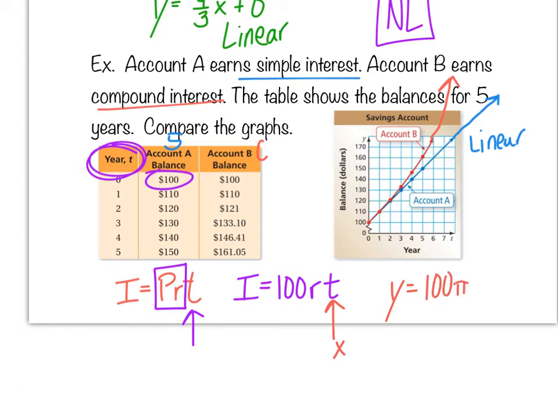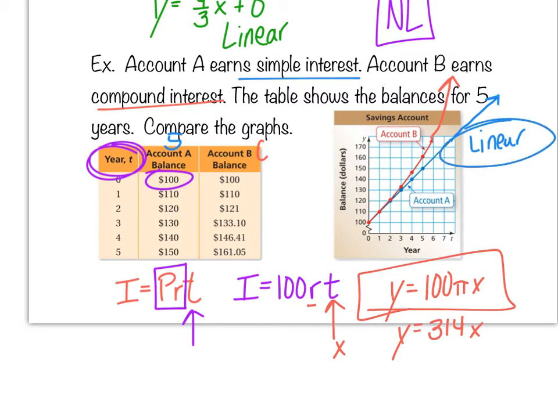I'll give you another one that looks similar, 100 pi x. Now, I'm not saying pi is our interest rate, but if I gave you this, you'd say that's linear because 100 pi is just about 314, right? So that's definitely going to be linear, which is why we're seeing this linear pattern up here for simple interest. But compound interest has a different formula, which uses different exponents, and that's why you see the curve there.